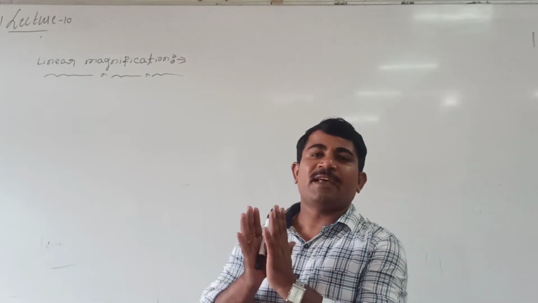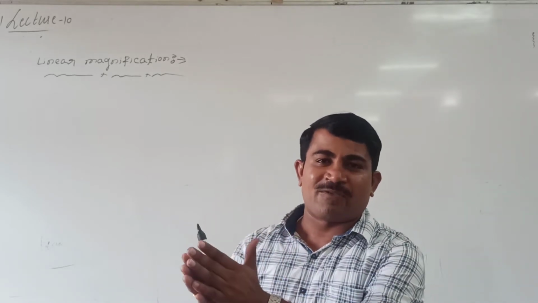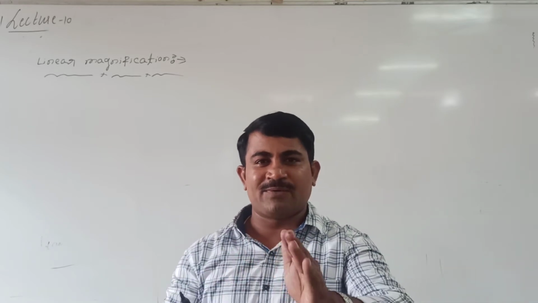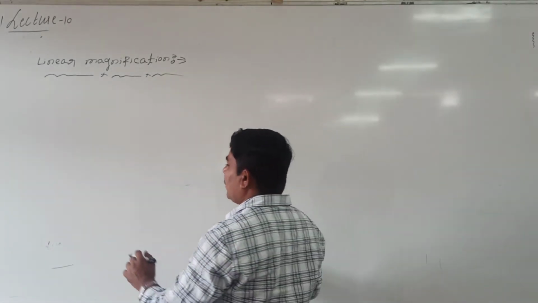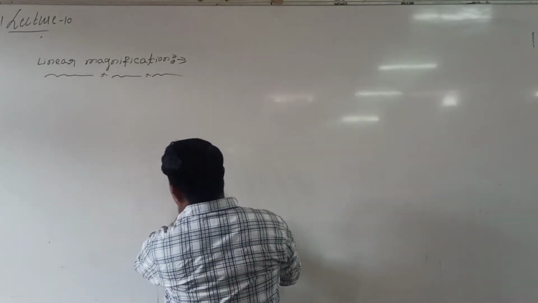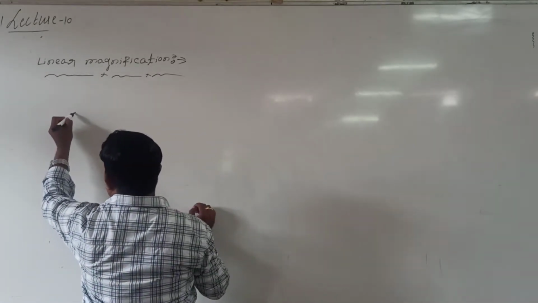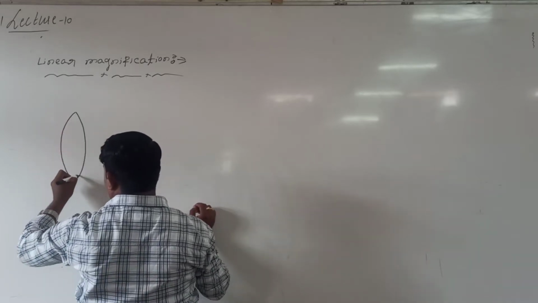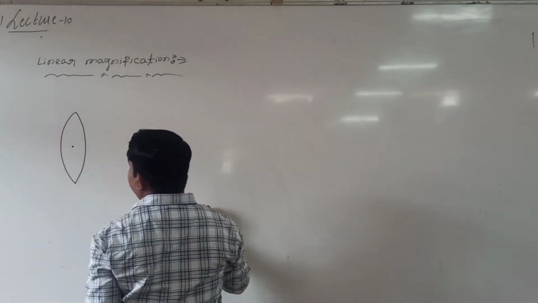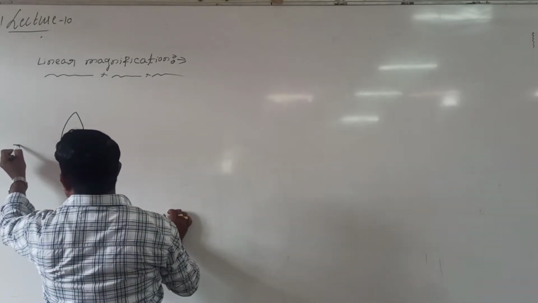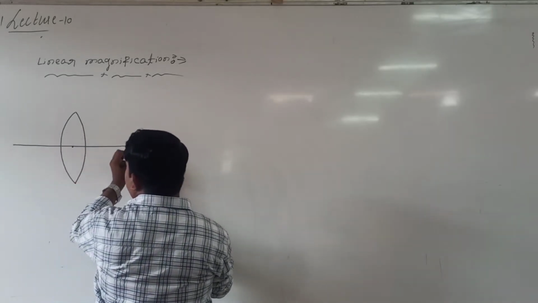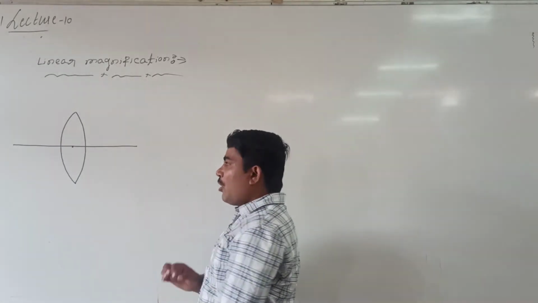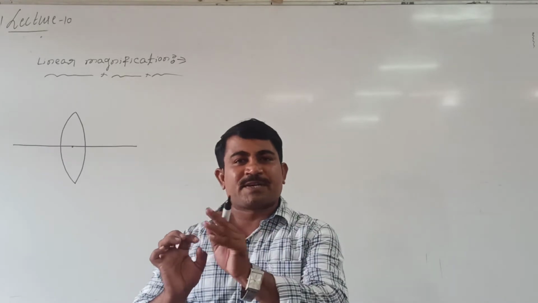Then, in terms of lens, if the lens is convex or concave, how to take linear magnification, that we will see. To understand this, let us take a convex lens. This we call a convex lens. This is the optical center. The straight line passing through the optical center becomes the principal axis. Are you following?